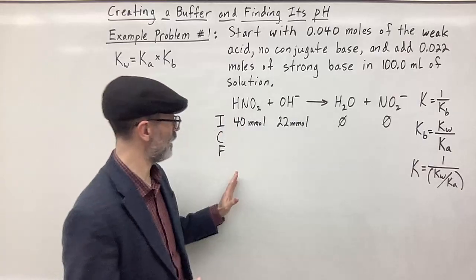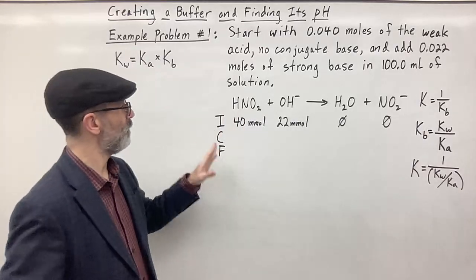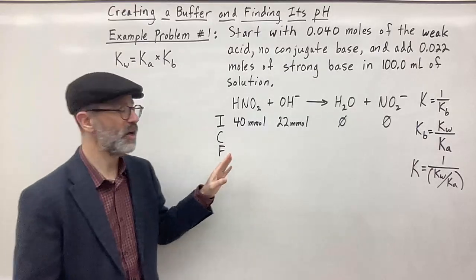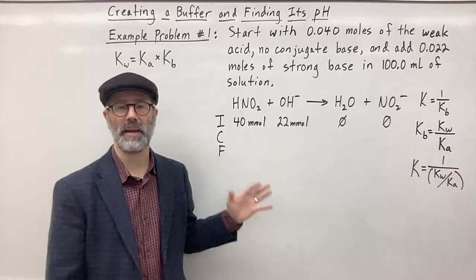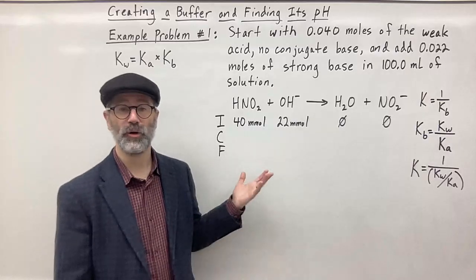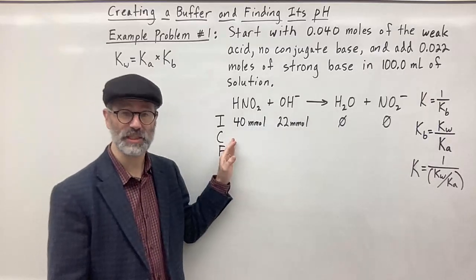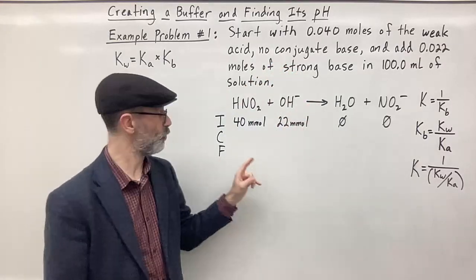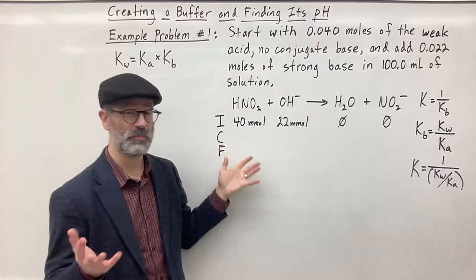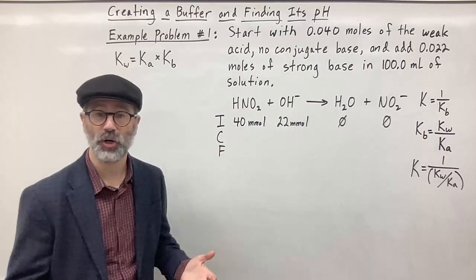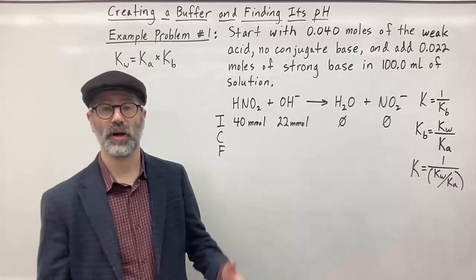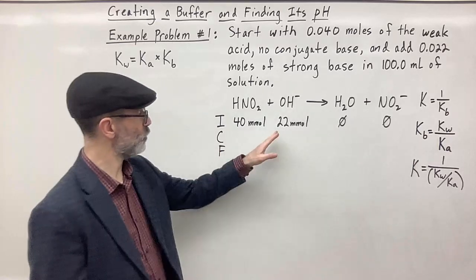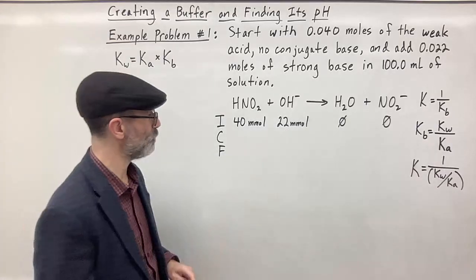So you set up your ICF table or your IF table, and you have everything in moles. Notice that I have things in millimoles, and the only reason for that is because it makes the calculations easier. You don't have to have decimal points. Here you have 0.040 moles. Change that to millimoles, and you've got 40 millimoles. So 40 seems like an easier number to work with than 0.040. Same thing with 0.022. Instead of that, we have 22 millimoles.